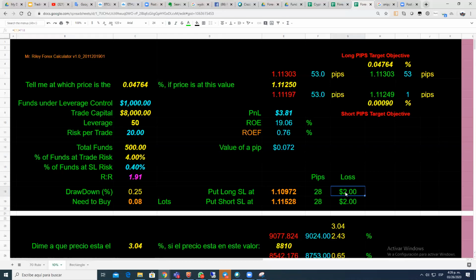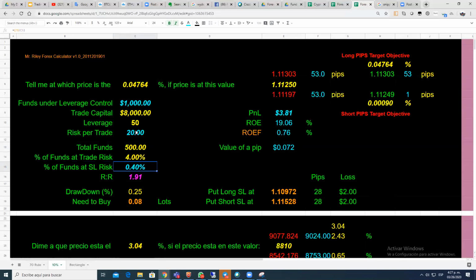And $2 is 0.40% of my 500. So since the best practice is to use a 1% risk of your total account, a loss of $2 is well accepted with this percent over here. We have it in control. We are less than 1%.